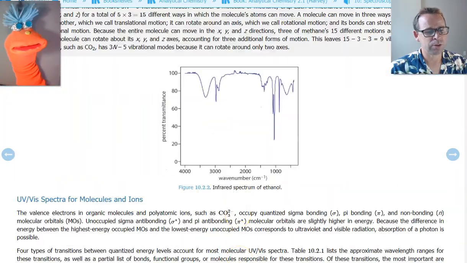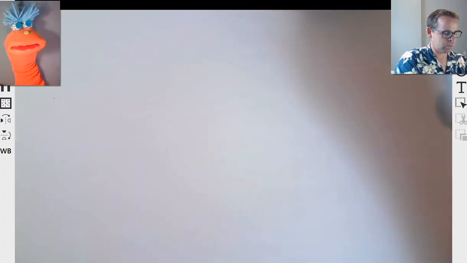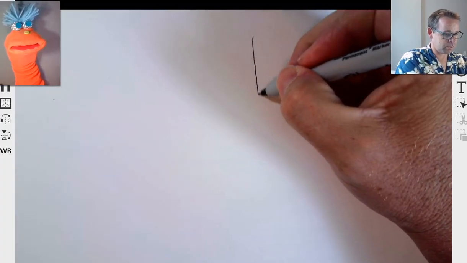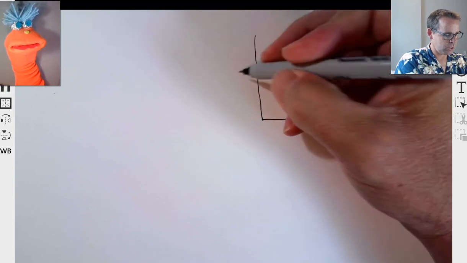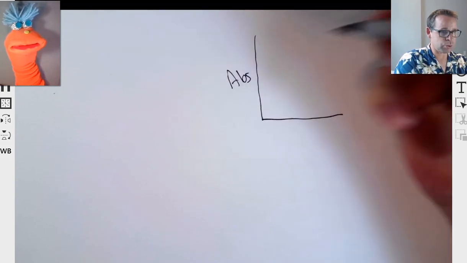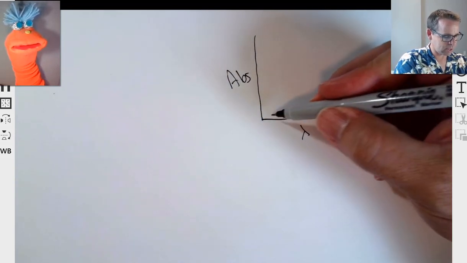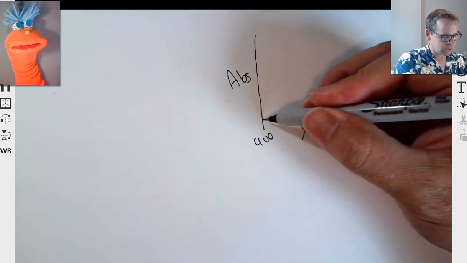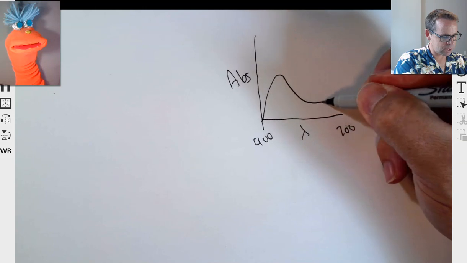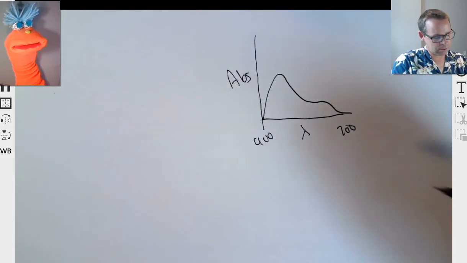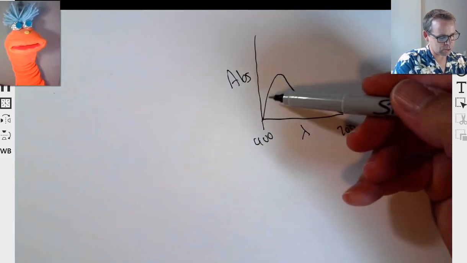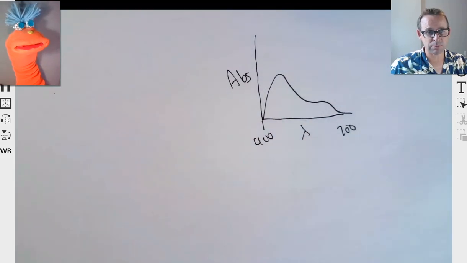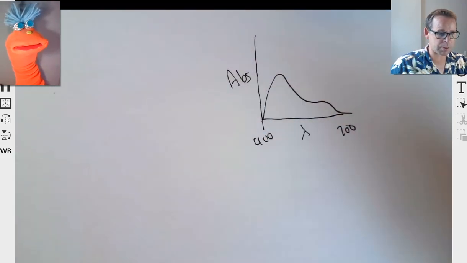We saw before, instead of going back, let's just show this really quick. We saw in the previous section how we can plot absorbance versus wavelength. Let's say we went from 400 to 700 nanometers, and we would see something like that, right? And we would know that these are the regions of light where things were absorbed, and this is in nanometers.